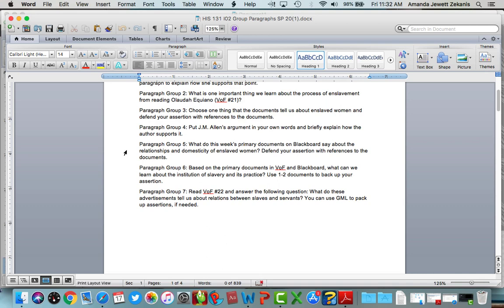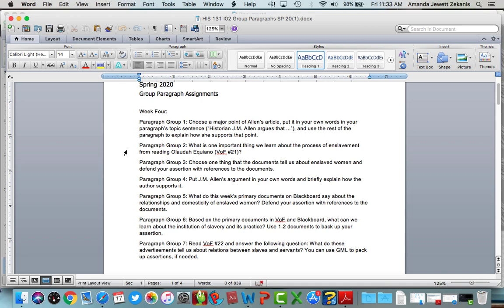Paragraph group five: what do you think this week's primary documents on Blackboard say about the relationships and domesticity of enslaved women? Because we have a few documents on Blackboard in addition to the article and the two Voices of Freedom documents. Defend your assertions with references to the documents. So you would say the primary documents on Blackboard tell us blank about the relationships and domesticity of enslaved women, or something more general, and then break off one sentence about relationships, one sentence about domesticity, and then continue with information from the documents. So again, I'm looking for a concise, straightforward, clear topic sentence that sets up your paragraph, a few sentences that support it including citations, and then a conclusion that wraps up your paragraph.